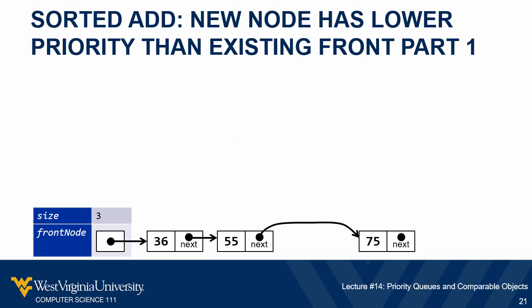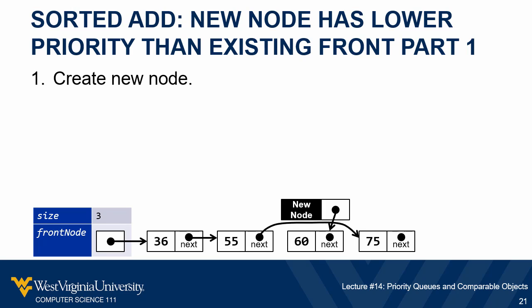Our next two cases are going to involve looping over at least portions of our chain of nodes. First here, we're going to look at where the new node we're inserting has a lower priority than the existing front node. So basically, the new node is going to go someplace between the existing front and, for this example, we're going to say the existing rear. We're going to start off by creating our new node, which in this example we're giving the value 60. So looking at the existing values that we have, we can see on our own that the new node is going to become the third item in our chain.